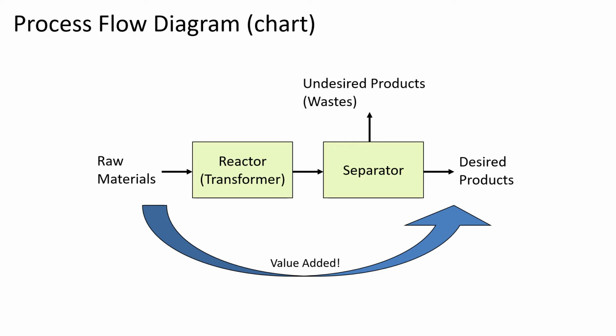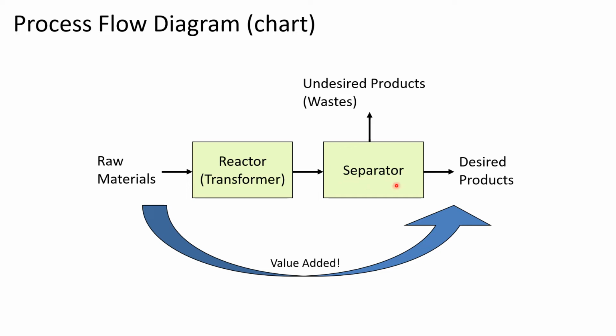I'm going to split up that transformation process into two steps. The transformation process typically involves a reactor, a transformer, that takes our raw materials and turns it into the desired product. Unfortunately, this reactor is not perfect. It doesn't transform all the raw materials into the product, nor does it transform all the raw materials into a single product. We often get a mixture of different products.